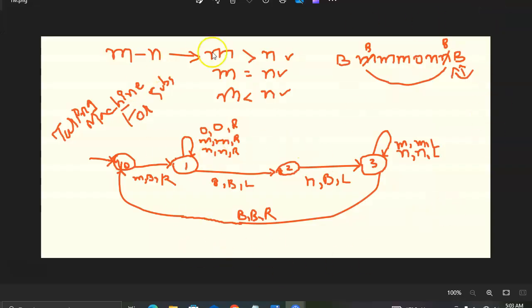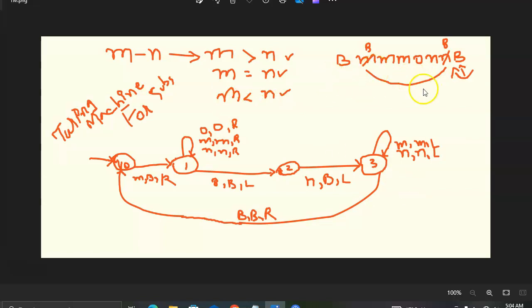Here is an example of a subtraction process that we are going to perform with the help of a Turing machine. For this subtraction process we have taken M and N alphabets as input strings, and we are going to subtract N from M on the basis of three conditions, where M is greater than N, M is equal to N, and M is less than N.